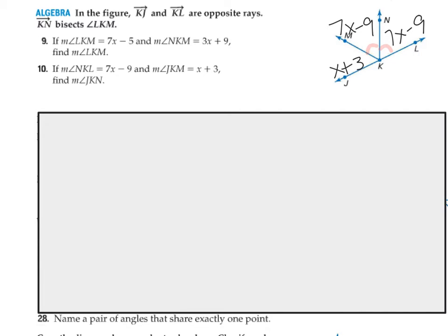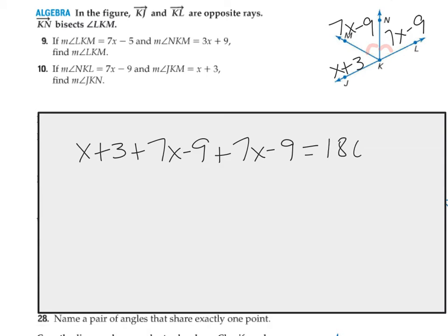And then remember we were given that ray KJ and ray KL were opposite rays, and opposite rays form a straight angle. If I were to put a protractor on a straight angle, that straight angle would measure 180 degrees. So what that means is I can add these three angle measures together, and that will total 180 degrees. So your equation would look like this: x plus 3 plus 7x minus 9 plus another 7x minus 9. If we add those three angle measures together, it's going to total 180 degrees.